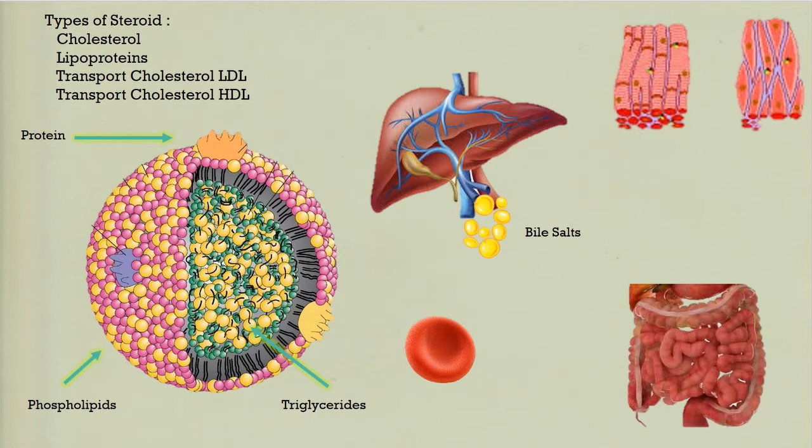Now, other than the bile salts, the liver is also responsible for lipoprotein production. And the lipoproteins consist of the following. Number one is the VLDL. Others are the LDL and the HDL. The liver is responsible for the production of all these lipoproteins, with the exception of the chylomicrons, which are manufactured in the intestine.